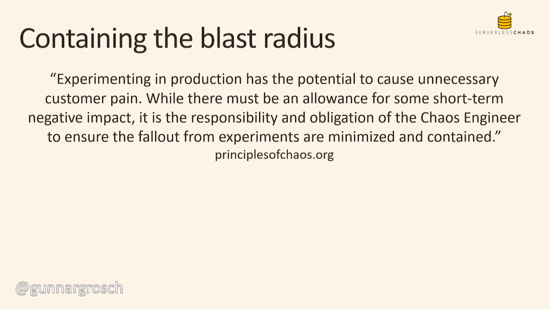So blast radius is something that's key when using chaos experiments. As the principles of chaos say, experimenting in production has the potential to cause unnecessary customer pain, because we are actually doing experiments in a live environment. So even though there should be allowance for some short-term negative impact, the chaos engineer must ensure that the fallout from experiments is minimized and contained. Well, looking at the previous one, I would say that those experiments are not minimized and contained.